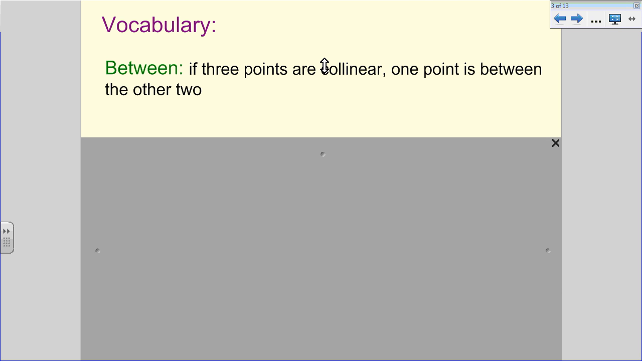Next is between, kind of a weird word to define, but I think it's crucial for us to have that understanding in order to use a couple of our postulates. If there are 3 points and they are collinear, then 1 point is between the other 2. For example, if I've got 3 collinear points, I'm going to put A on there, B on there, and if I put C on here, C is going to have to end up somewhere, and so B ends up being between.